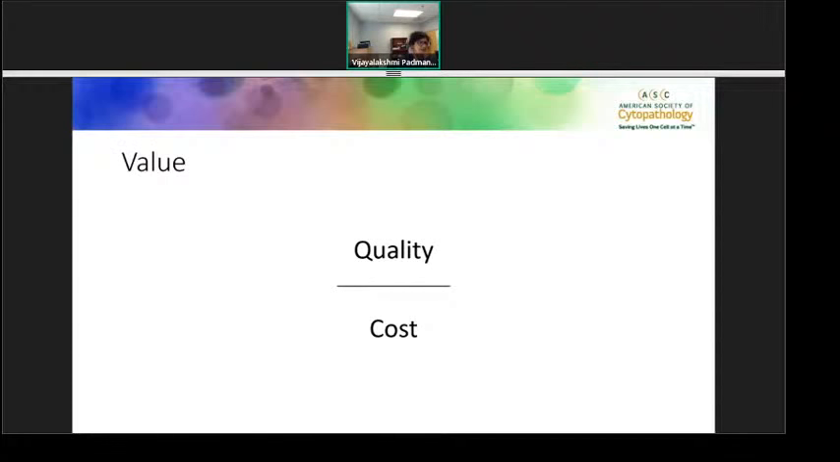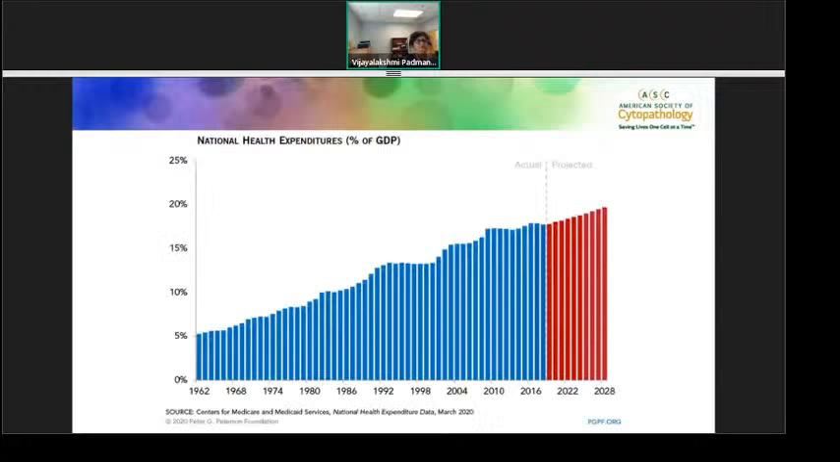When you look at value in care, one of the equations given is quality divided by cost. Now, I talked a little bit about quality and errors just to give you an idea of the quality of care you're receiving. Now let's look at healthcare costs. This is from the CMS website. And here you can see we are currently around 18% of the GDP. The expected projection is by 2028, we're going to be at 20% of the gross domestic product, GDP, of the United States. It goes in billions and trillions of dollars.